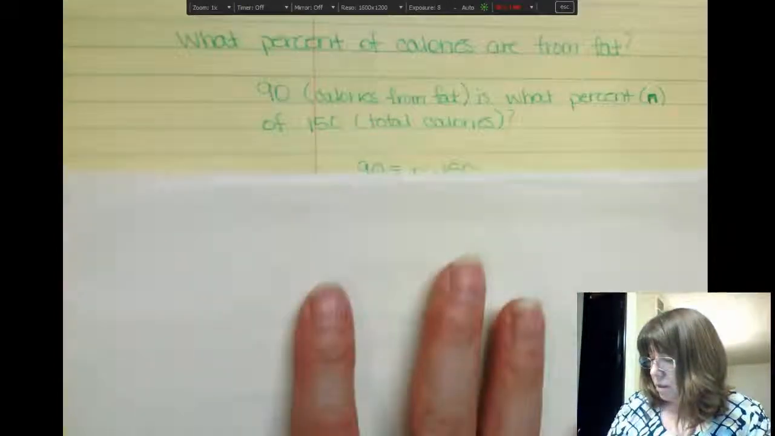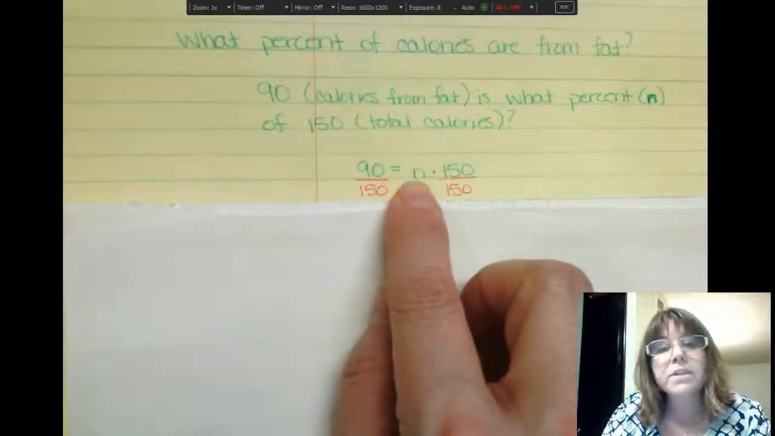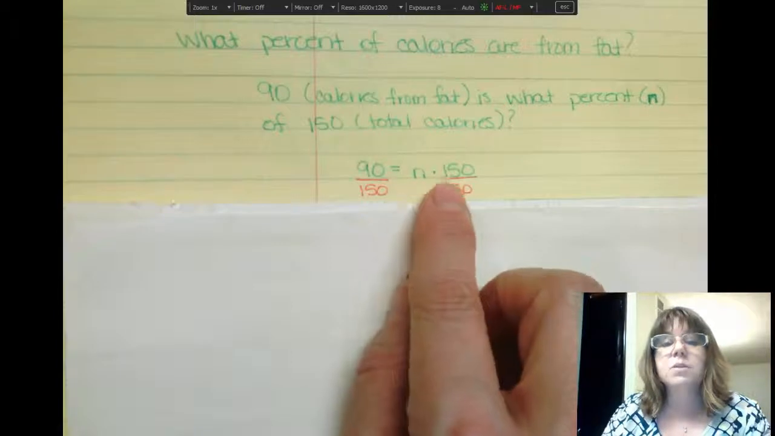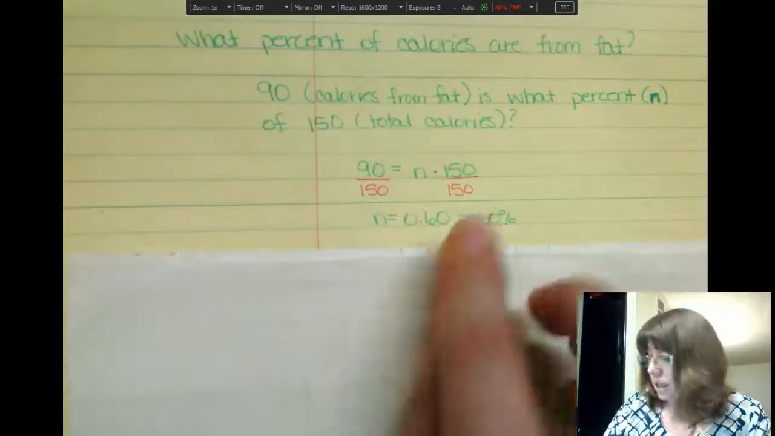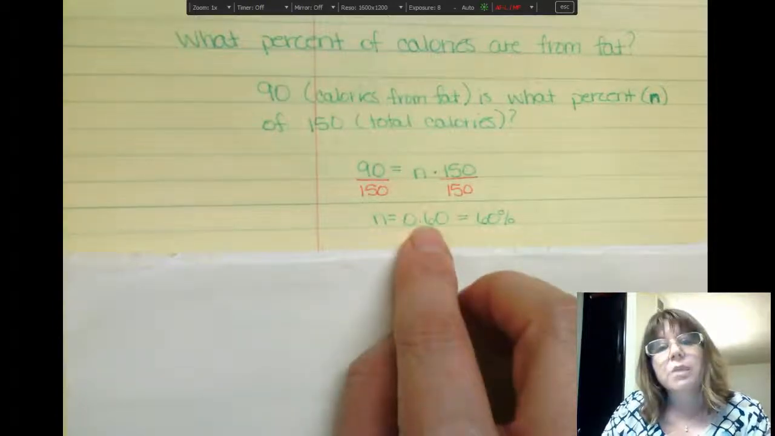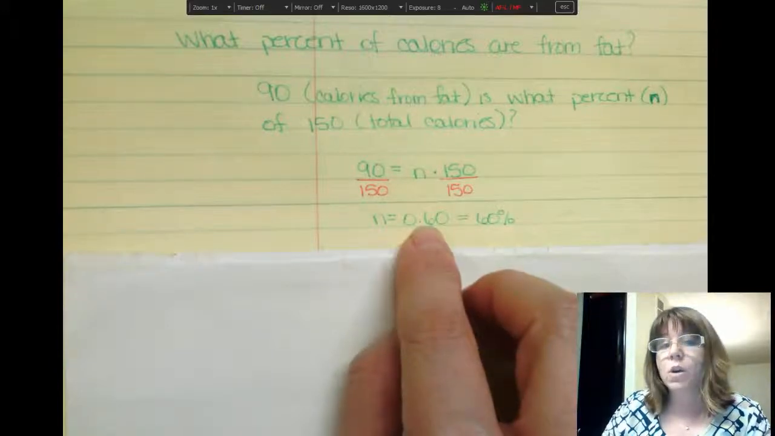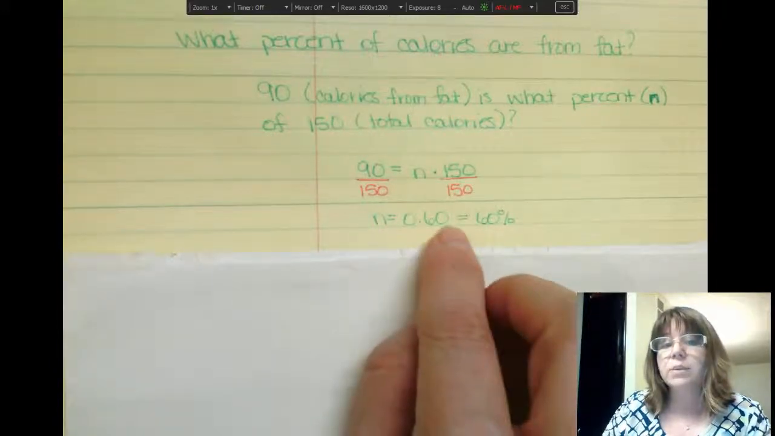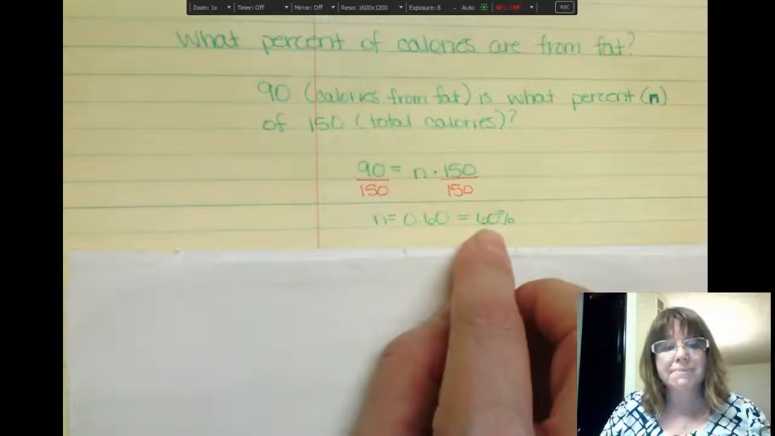So breaking that down, it's going to be 90 equals what percent n times 150. Divide each side by 150. n will equal 0.6, but again, we want to know what percent it is, so we do need to write it as a percent. So either multiply by 100 or move the decimal to the right 2 and put our percent symbol there. So it's going to be 60%.